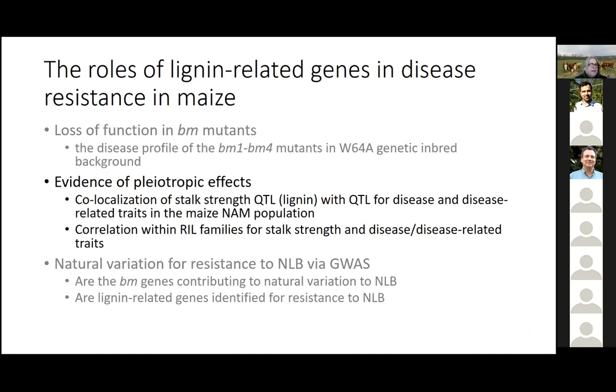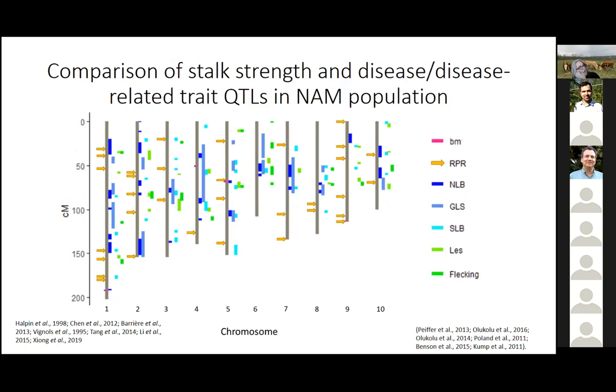So the second part: evidence of pleiotropy. Can we find colocalization or correlation between a lignin trait, in this case stalk strength, which is my best vehicle for that, and disease or disease-related traits? So I made a composite graph of the QTLs in the NAM population for rind penetrometer readings, stalk strength, versus NLB, GLS, southern leaf blight, lesion mimic, HR, and flecking, or physiological flecking. These are out of Peter Balint-Kurti's group, part of our lab, Jackie Benson in our lab, and a lot of work out of North Carolina, and this is from Jason Pfeiffer and Ed's lab.